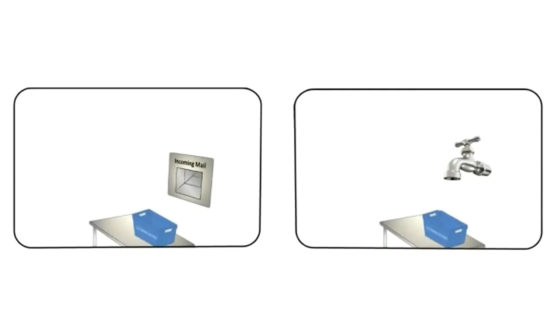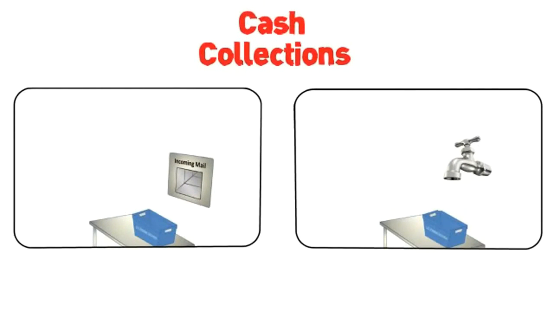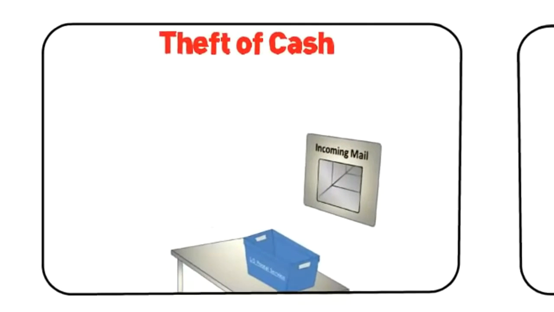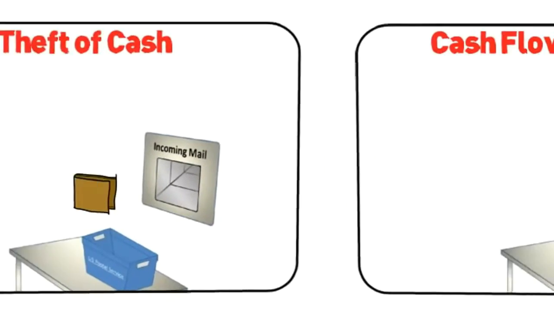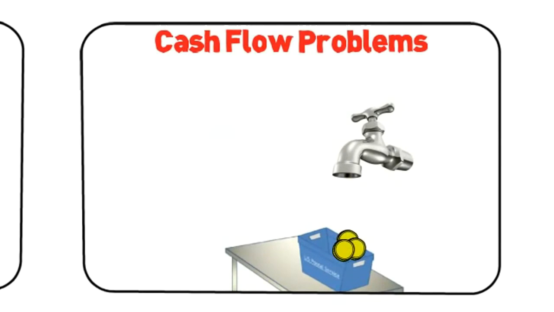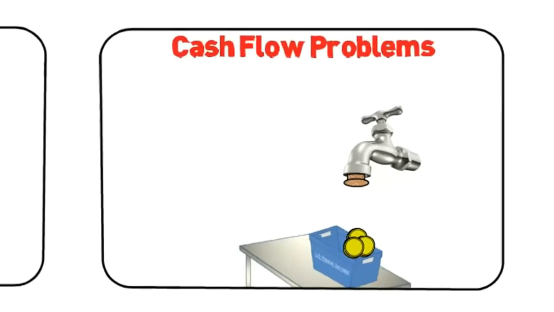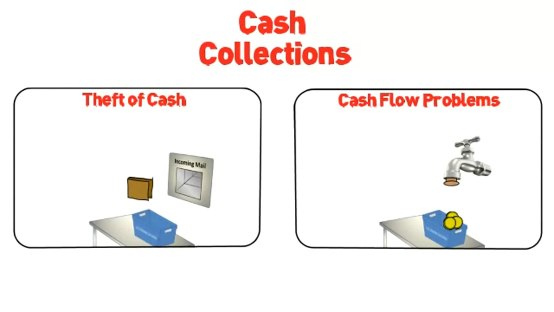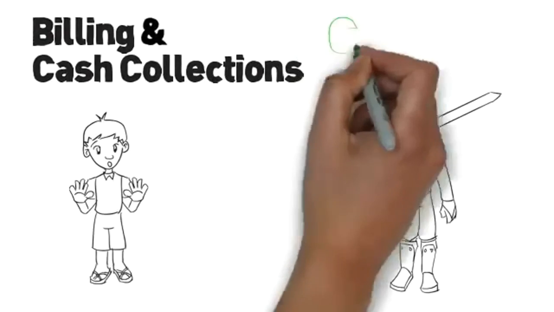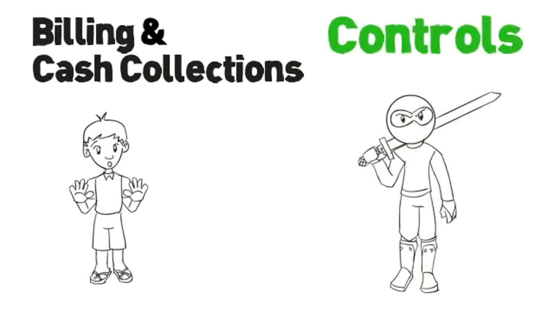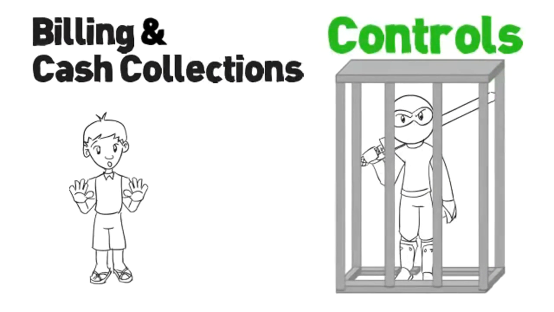Now let's move over to cash collections. The threats here are the theft of cash and cash flow problems. A payment may come in, but it ends up in our employee's pocket instead of our bank account. And problems with cash flow mean that payments aren't coming in on a regular basis. Now that we've reviewed the threats to these processes, we'll talk about the controls to mitigate each of these threats.